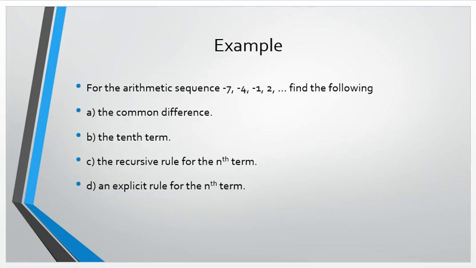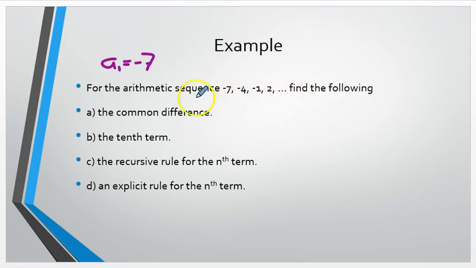So here's a quick example with an arithmetic sequence. The first thing that we need to identify are some of our variables like a sub 1. And in this case, a sub 1 is equal to -7. It's that first term in the sequence that they've given me.